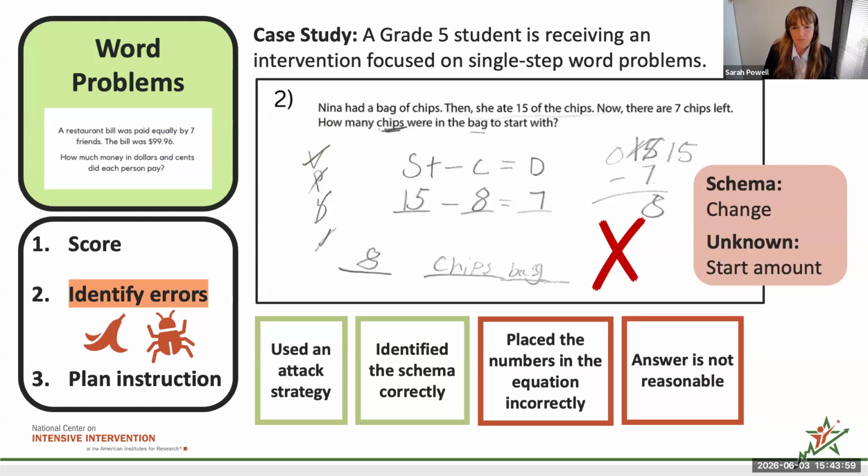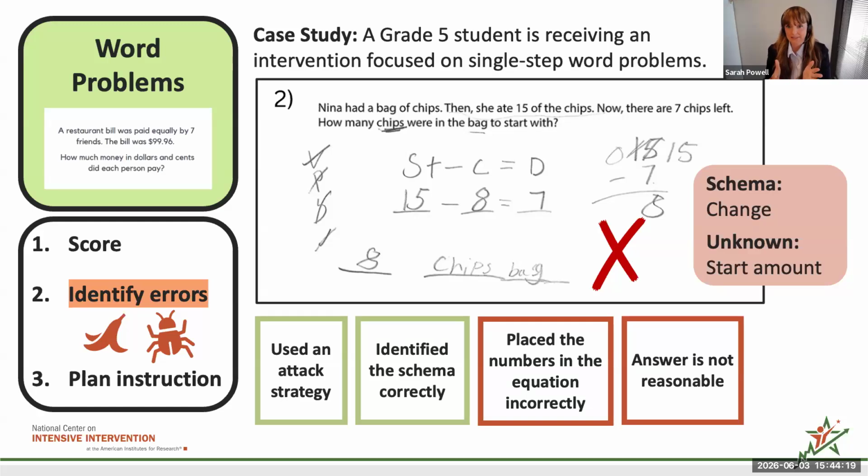All right, in this word problem, Nina has a bag of chips. She eats some of the chips, and there's 7 chips left. How many chips were in the bag to start with? The schema of this word problem is that it is a change problem because there's a change in the number of chips as Nina eats those chips. So the student identifies the schema mostly correctly.